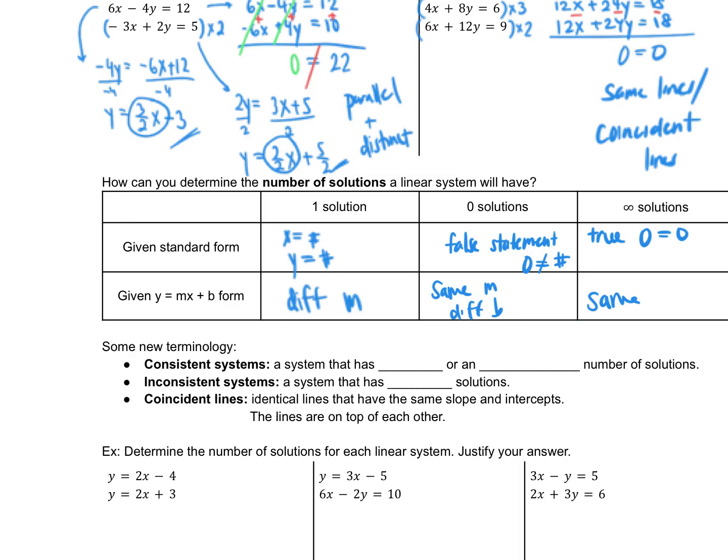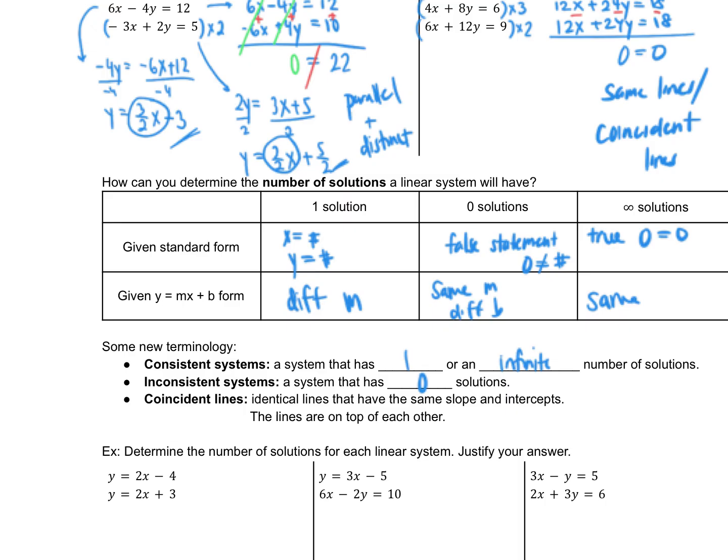Now, we're going to add on a little bit of terminology for linear systems, something we didn't use in grade 10, but we're going to start adding it into grade 12. A consistent system is a system that has one or an infinite number of solutions. So if there is some sort of point of intersection, whether it's one or a lot, it's called a consistent system. An inconsistent system has 0 solutions.